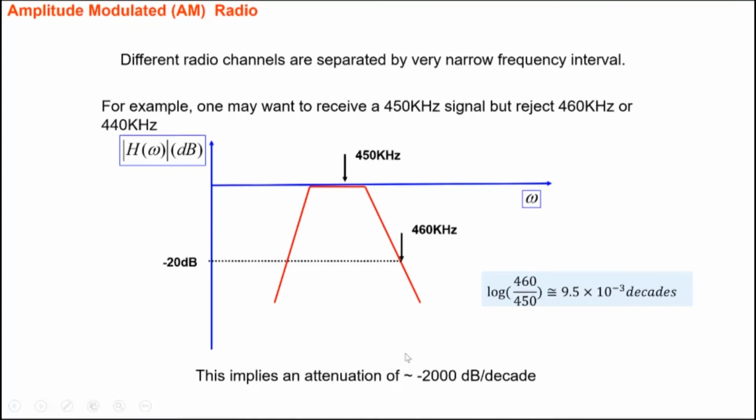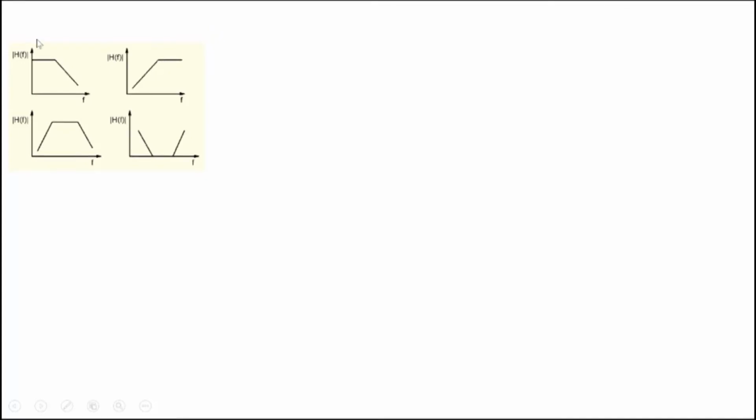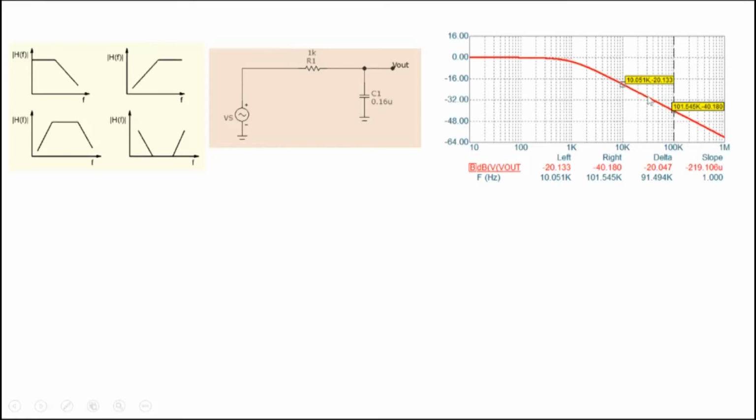So how do we obtain such a high attenuation? Well, to see the difficulty of obtaining such a high attenuation, let's look at the different filter types we had seen. We had seen this very simple RC low pass filter, and we had seen that this RC filter provides us with 20 dB per decade. Note that the value here is minus 20, the value here is minus 40, and the change in frequency is 1 decade. So 20 dB per decade, right? And what was our target? We were looking at 2000 dB per decade. So one simple RC filter only gives you 20 dB per decade.